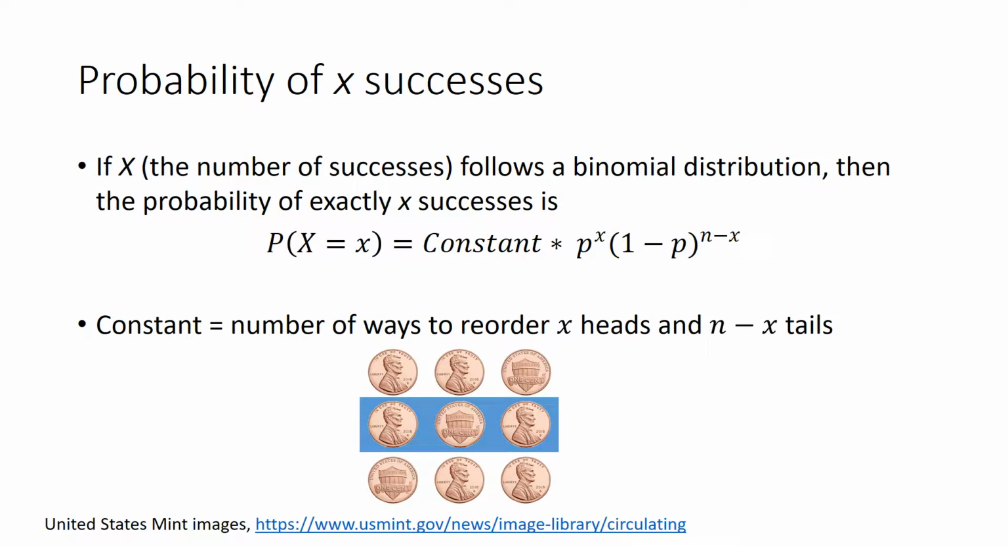Finally, the constant is the number of ways to reorder x heads and n minus x tails. For example, there are 3 different ways to order 2 heads and 1 tail. So if our sample size is 3, then the probability of exactly 2 heads would have a constant of 3. It's nice to know what this constant represents, but in practice, you'll always use a calculator to compute it.